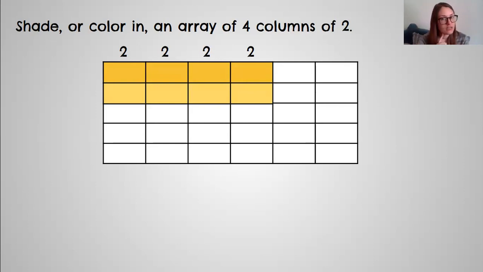What would a repeated addition equation look like for that? Think in your brain. And how many square tiles are there in this array? So 2 questions. What repeated addition equation could you write? And how many square tiles is this array? Think about it.